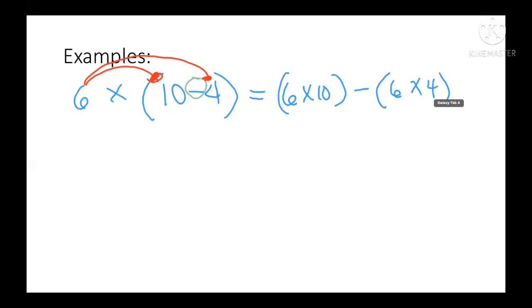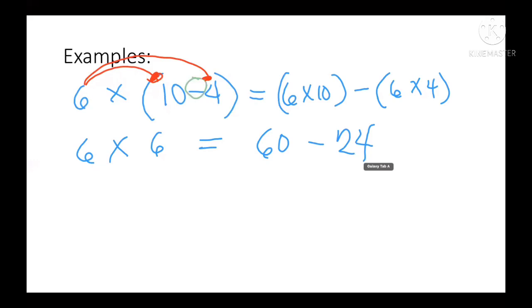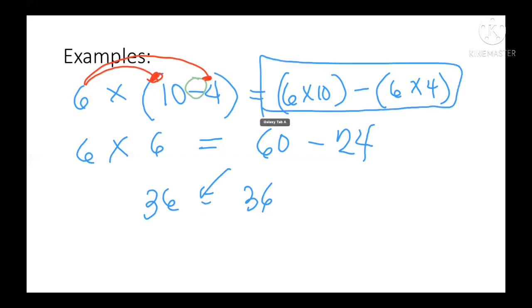Okay, let's see if we have the same answer. 6 times (10 minus 4) is 6 times 6, equals 36. 6 times 10 is 60 minus 6 times 4 is 24. 60 minus 24, that is also 36. That means we are correct. Okay? That is again distributive property of multiplication.